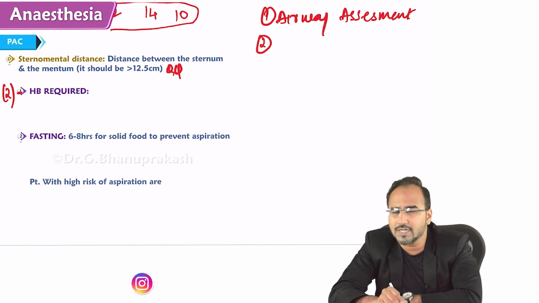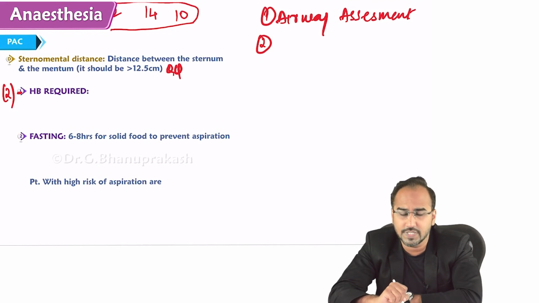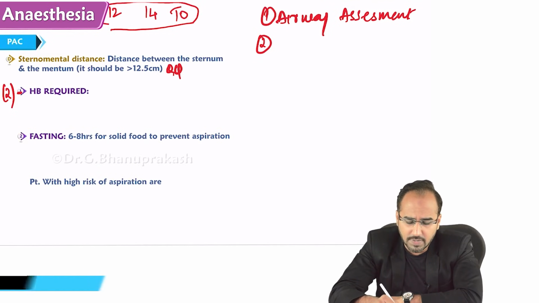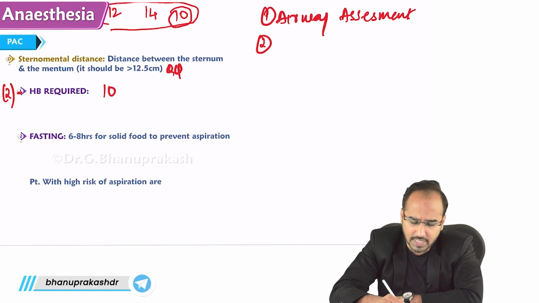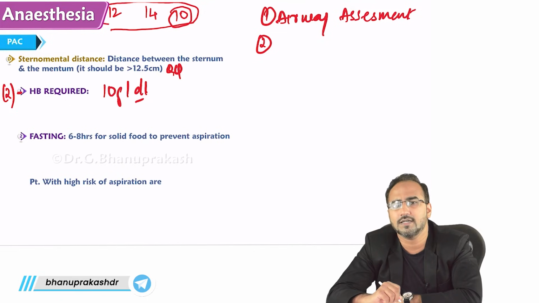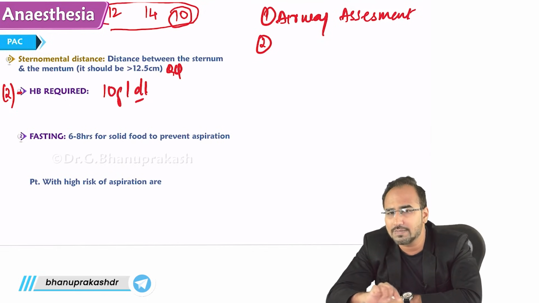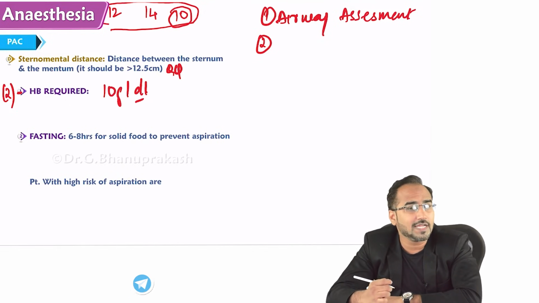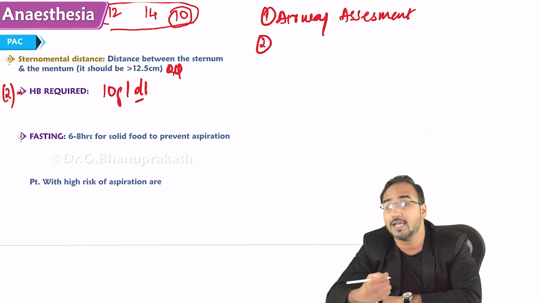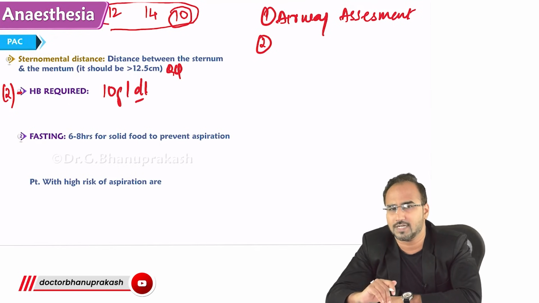10 grams per deciliter, 14 grams per deciliter, or 12. Which is the right answer? The minimum hemoglobin required before surgery is how much? 10 grams per deciliter. Theoretically, you have to remember this. Practically, it depends on the cases, the center, and many factors.